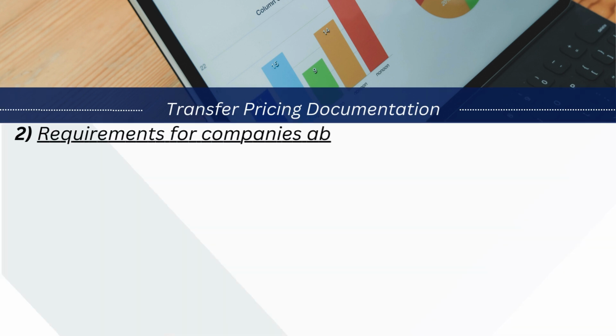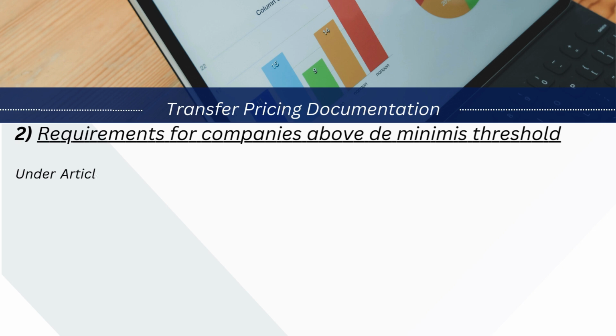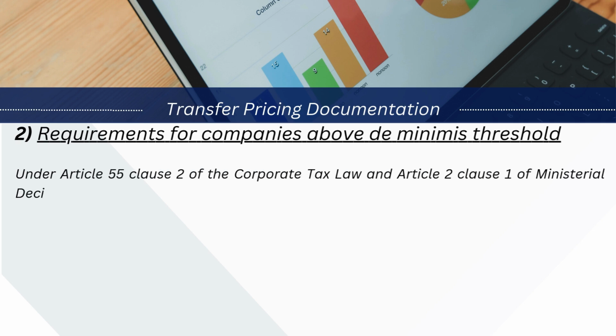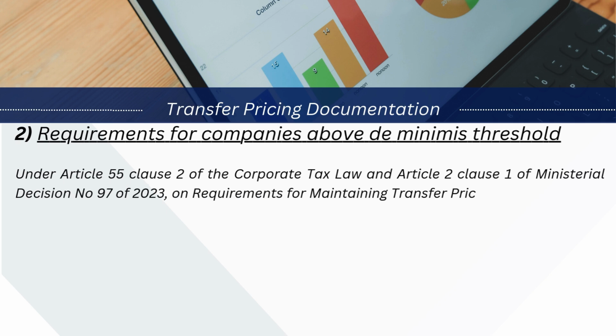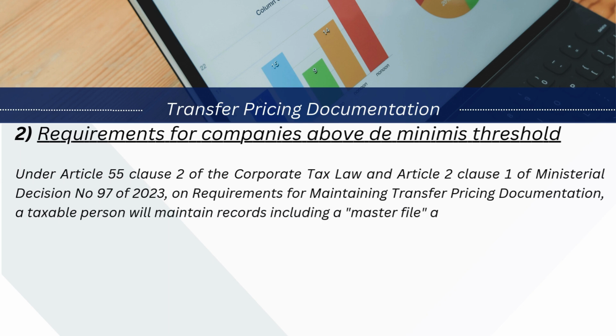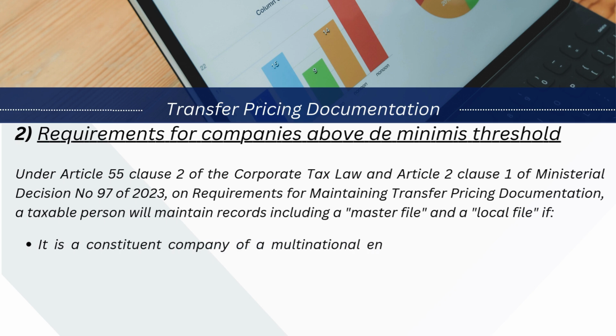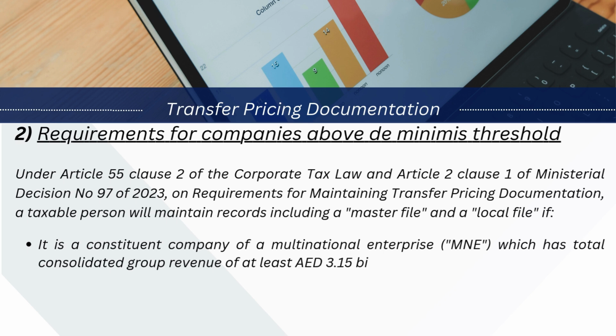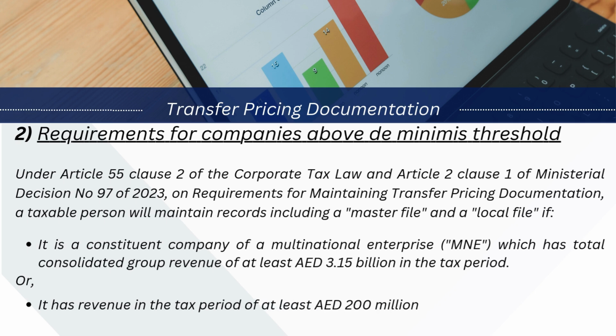Requirements for companies above de minimis threshold. Under Article 55 Clause 2 of the Corporate Tax Law and Article 2 Clause 1 of Ministerial Decision No. 97 of 2023, on requirements for maintaining transfer pricing documentation, a taxable person will maintain records including a master file and a local file, if it is a constituent company of a multinational enterprise MNE which has total consolidated group revenue of at least AED 3.15 billion in the tax period, or it has revenue in the tax period of at least AED 200 million.